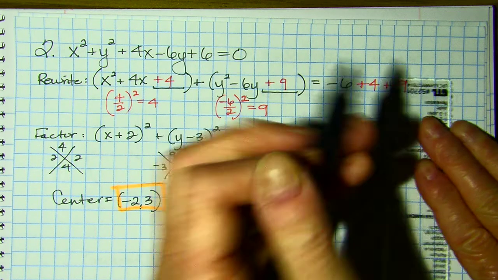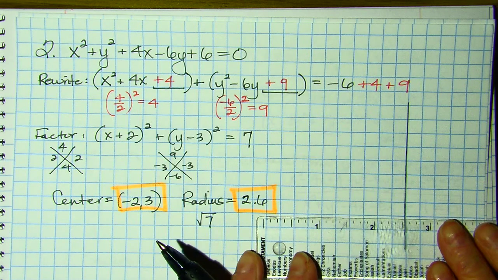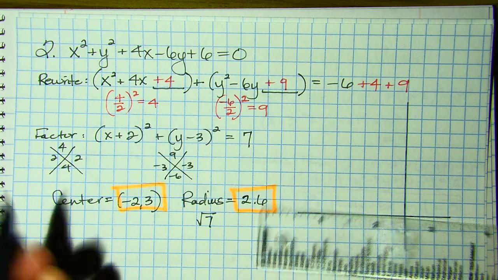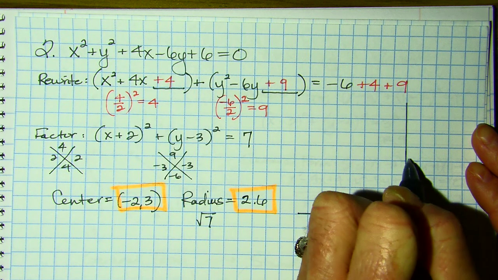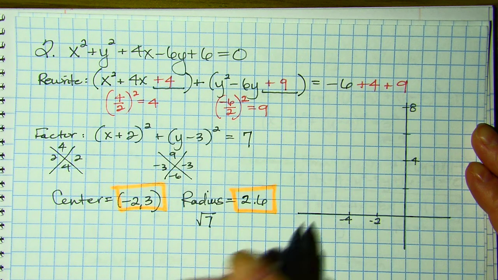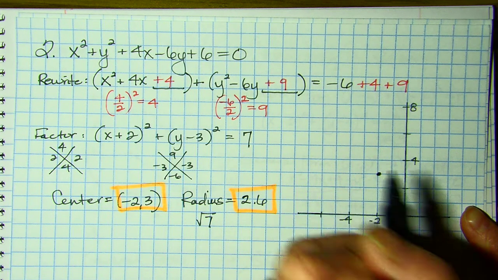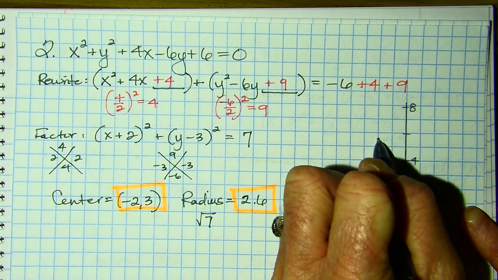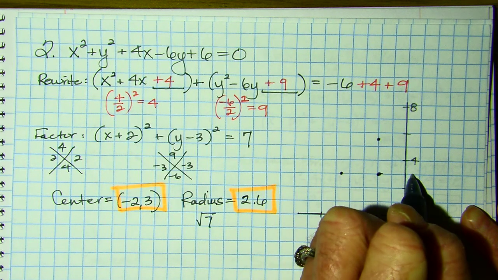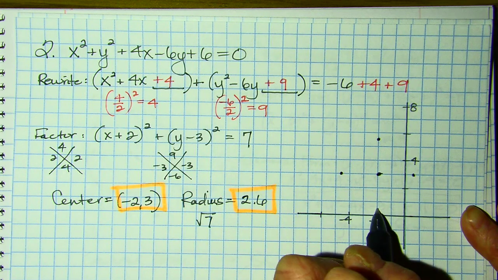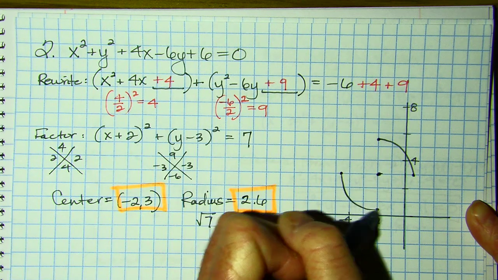So this time my graph is in quadrant 2. So negative 2, negative 4, 4, 8. My center is at negative 2, 3. And from my center, I'm going to go 1, 2.6, so a little past 0.5. Back to the center, 2.6 in each direction. And then when you draw it, you want wide arcs.